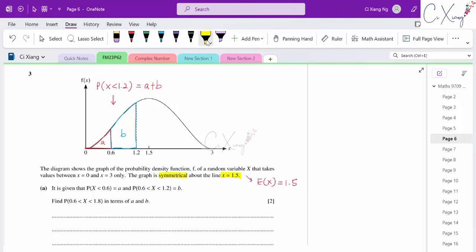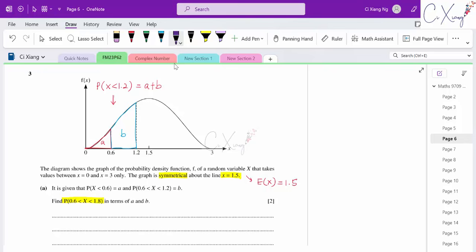Okay, so let's come back to the question. For part A, they want us to find the probability that x is between 0.6 until 1.8. Again, there is more than one way that we can solve this question. If you want, you can try to label or sketch out the area that the question wants us to find.